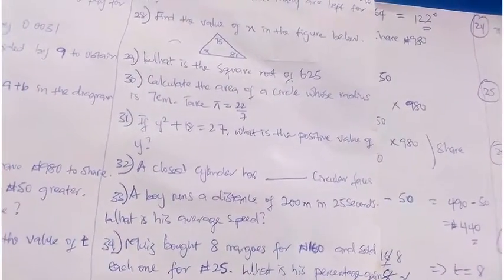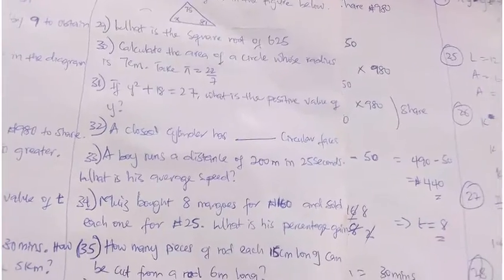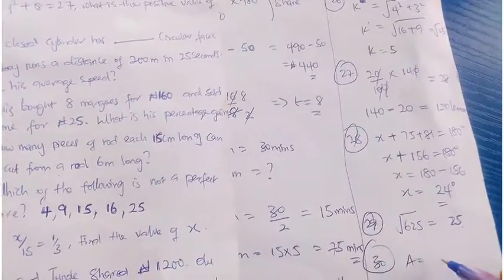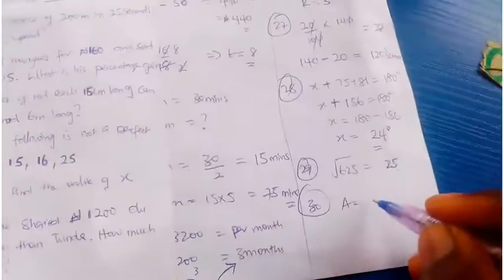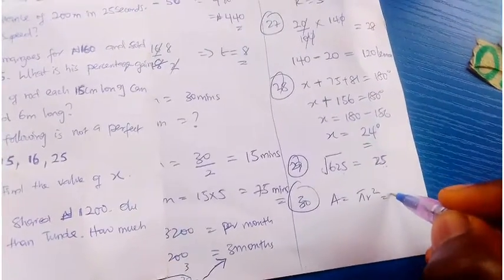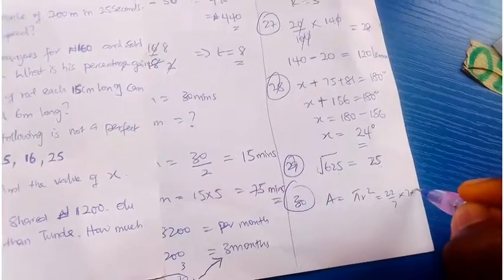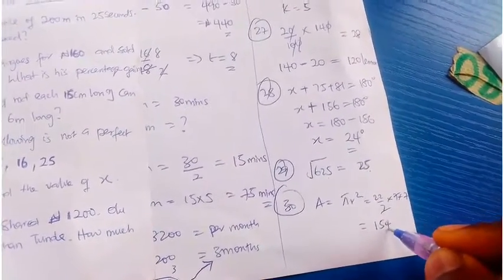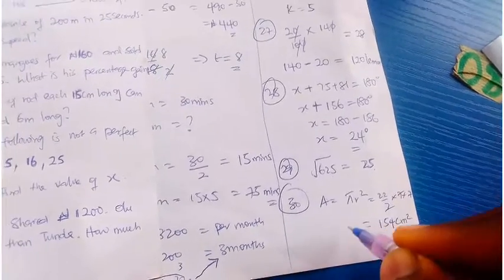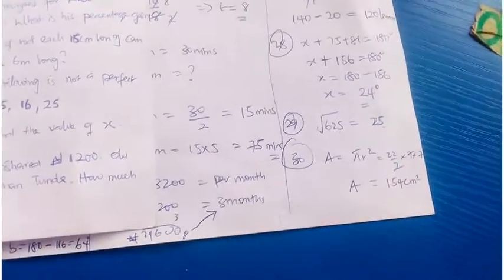Question 30 now says: calculate the area of a circle whose radius is 7. Take pi to be 22 over 7. The area of a circle in this case is pi r squared, which is 22 over 7 times 7 squared. This cancels this. My answer is 154 centimeters squared, I believe. So that is the answer to that.